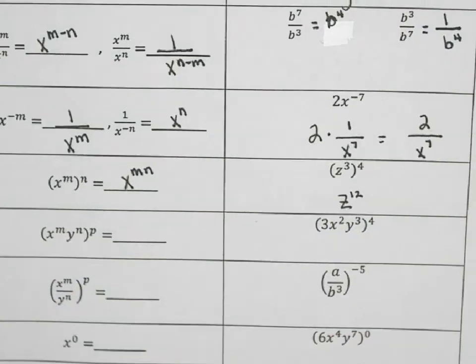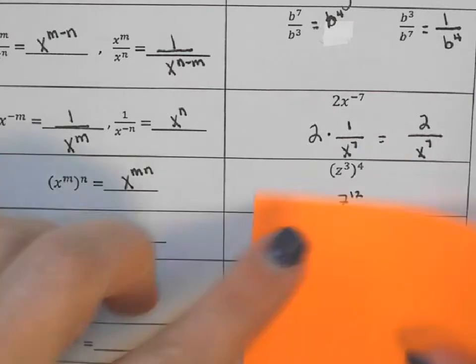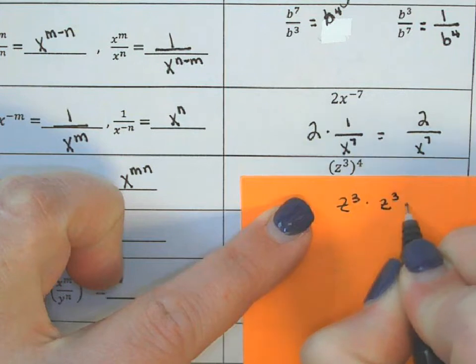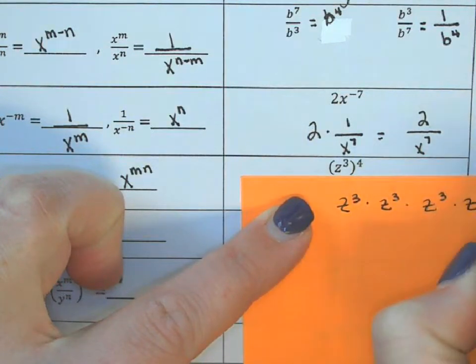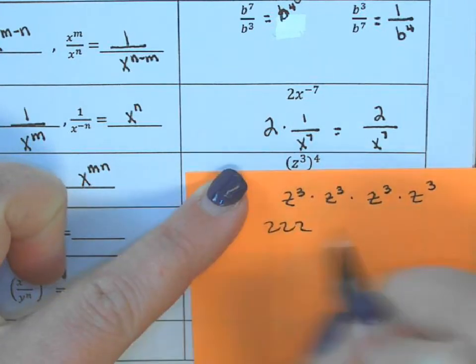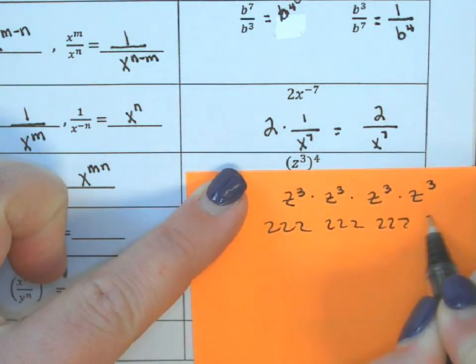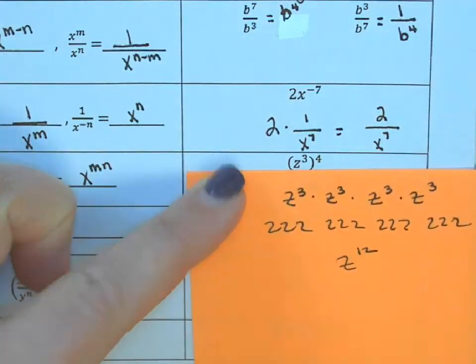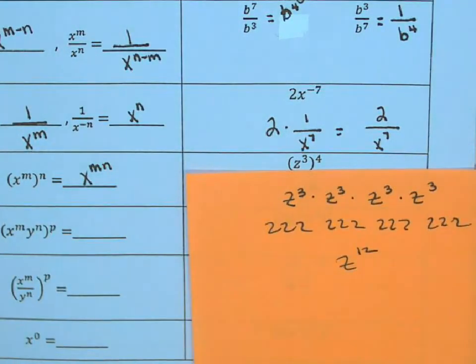Now, the way that you would expand that out is you have z to the 3rd 4 times. But then you could expand that out even more and write this as z, z, z, z, z, z, z, z, z, z, z, z, which is z to the 12th. You have 12 z's there. It's just not very fun to count them when you get that many. So that's why it's beneficial if we know our rules.